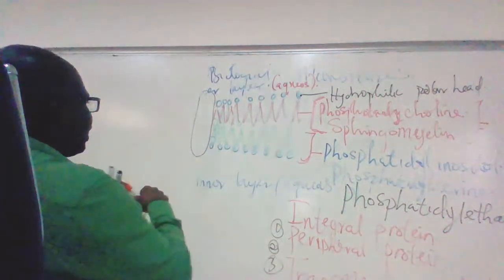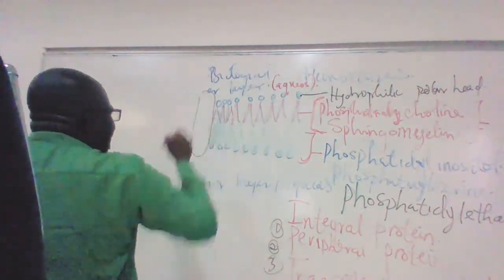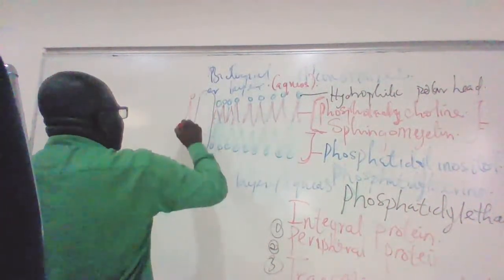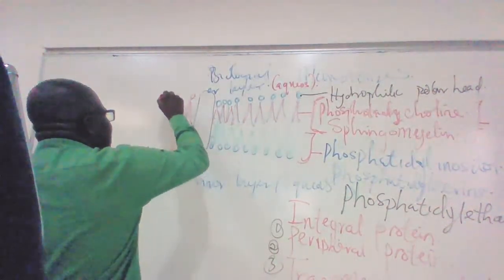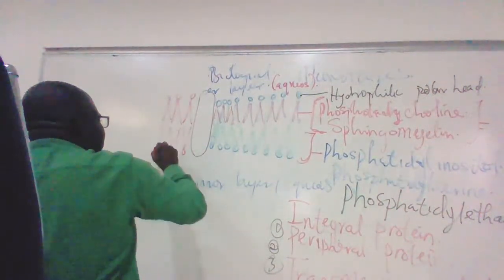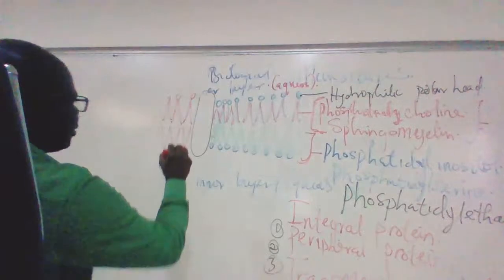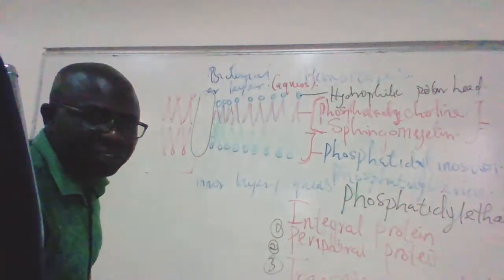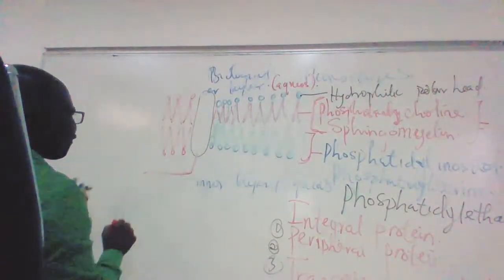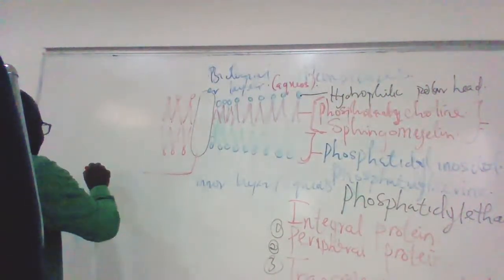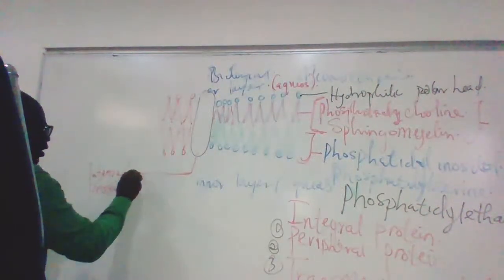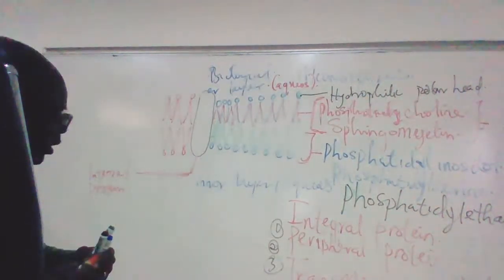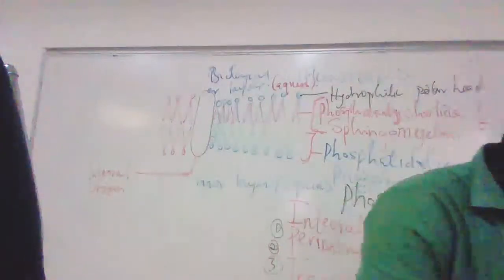So let's say our biological membrane continues with its kind of bilayer. So this is a typical representation of the integral protein.